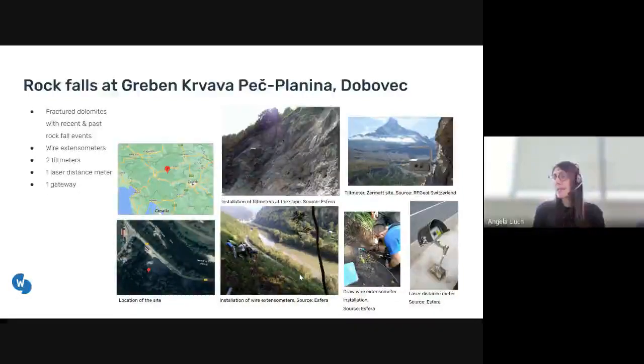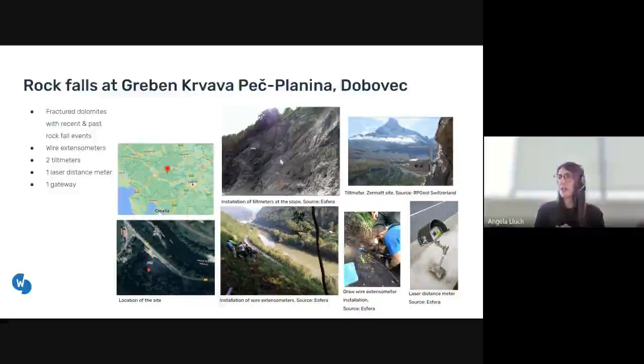For that reason, the owner wanted to implement some preventive measures. They, for example, removed the loose material, and also installed nets and nails onto this rock cliff. And in terms of monitoring, they requested to get 2 tiltmeters installed at 2 specific locations.